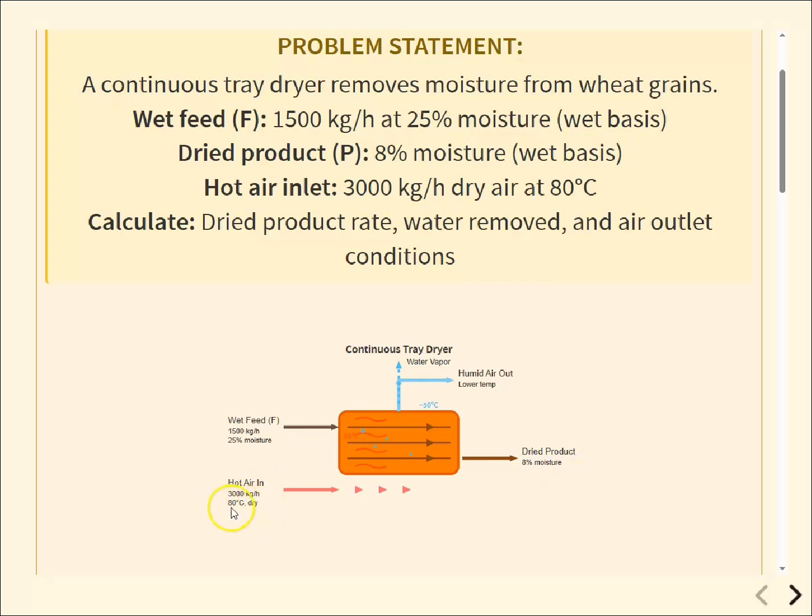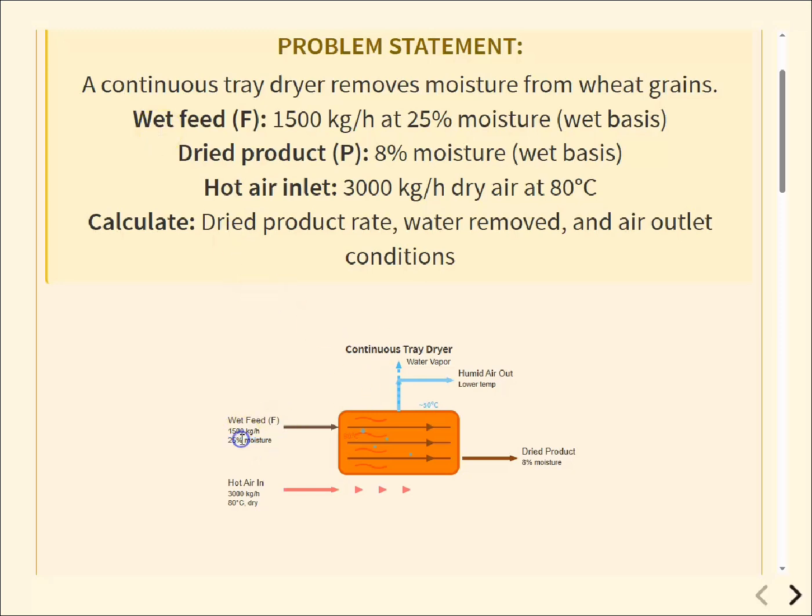So hot air at 80 degrees centigrade enters the dryer at 3000 kilograms per hour of dry air, and our objective is to determine the dried product, the total water removed, and the condition of the air leaving from the dryer. Before we start the calculation, let's clarify moisture content terminology. So that is very important for doing this calculation.